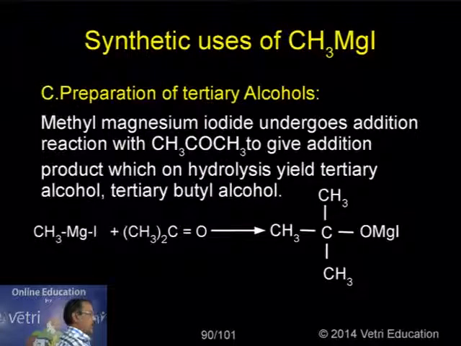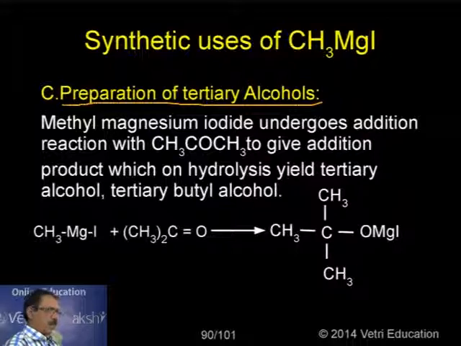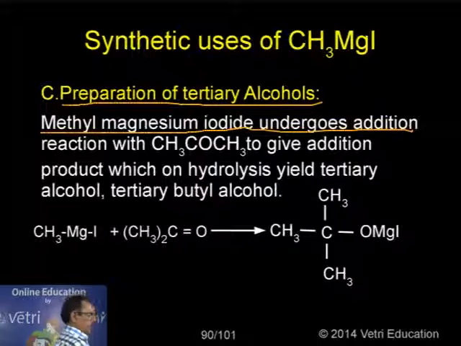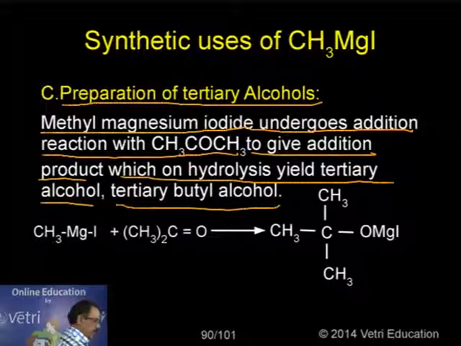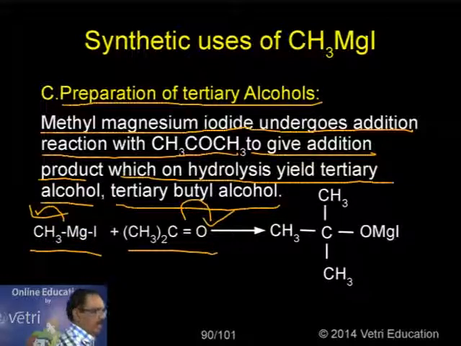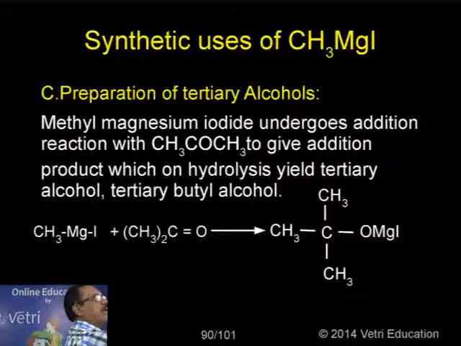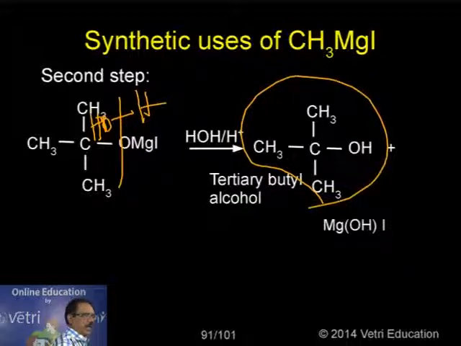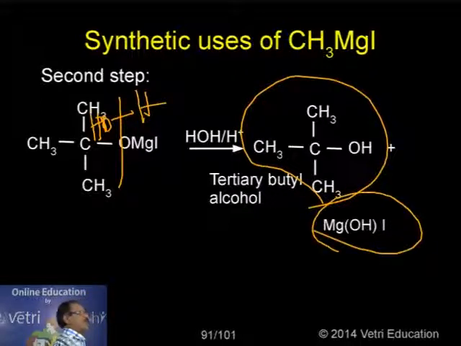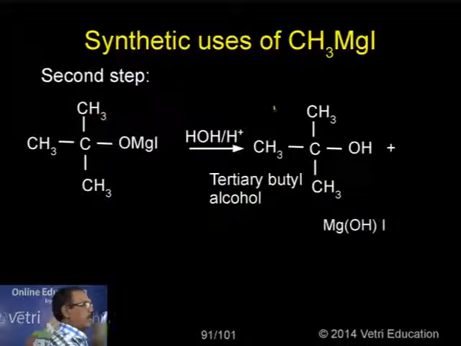Coming to preparation of tertiary alcohol. If I want a tertiary alcohol, I have to use a ketone. Methyl magnesium iodide undergoes addition reaction with acetone to give an addition product, which on hydrolysis yields a tertiary alcohol, that is tertiary butyl alcohol here. So methyl magnesium iodide, and here is the corresponding acetone. As usual, it gets cleaved like this, so I get this intermediate. This intermediate undergoes hydrolysis to produce this product, nothing but tertiary butyl alcohol, and correspondingly MgOHI. So this is the tertiary alcohol.